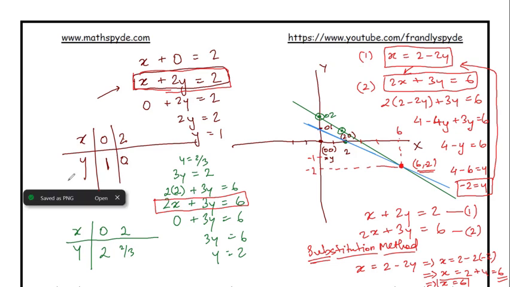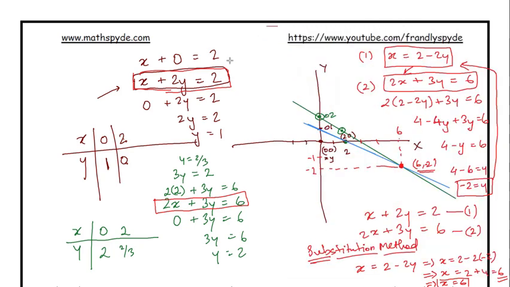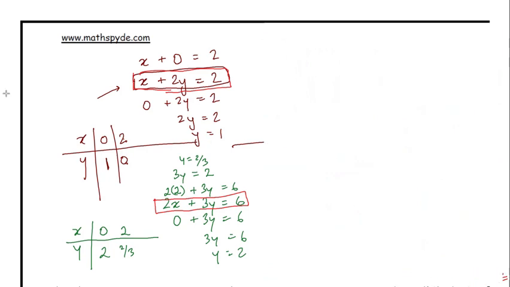Now let me delete. I'm not going to delete. I'm just going to put a white screen on it, over the red screen. I'm going to solve those two equations. Right now you saw the substitution method. Now we're going to use the elimination method.